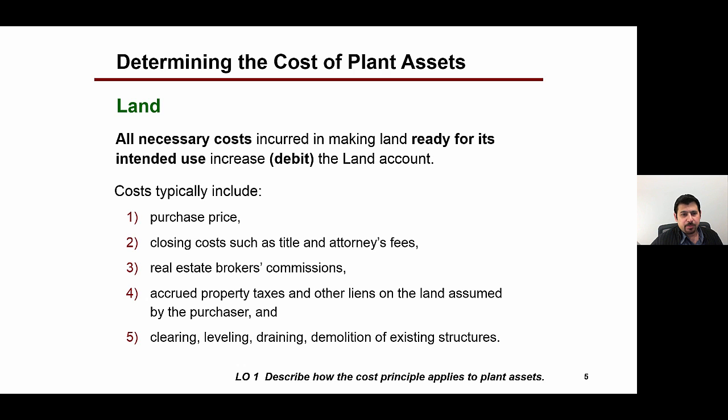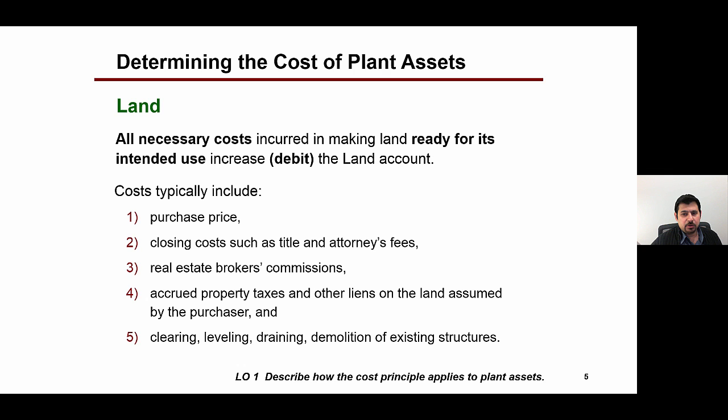Now, land is different from other plant assets. All the plant assets or fixed assets or PPE have a definite lifetime where you expect that asset to be useful for a long term, however, for a specific period of time, with the exception of land, because the idea here is that its revenue generation capability does not decrease over time. Unlike, for example, a truck will depreciate because with time its revenue generation capability will decrease.